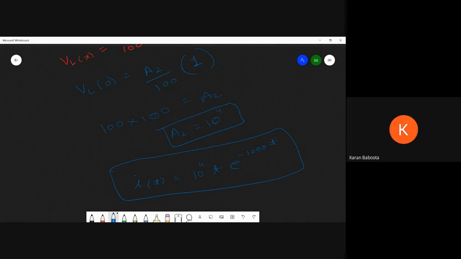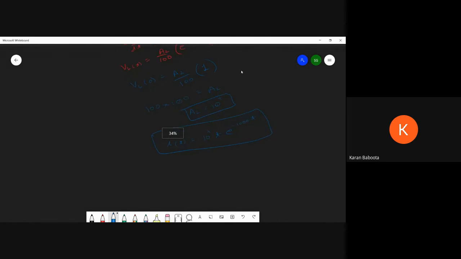Can you just go through it again? How you found out A2? Yeah, sure. So at t equals 0 plus, right after the instant when the switch was closed, what will be the current in the circuit? Can you tell? What will be the current in the circuit just after the switch has been closed?